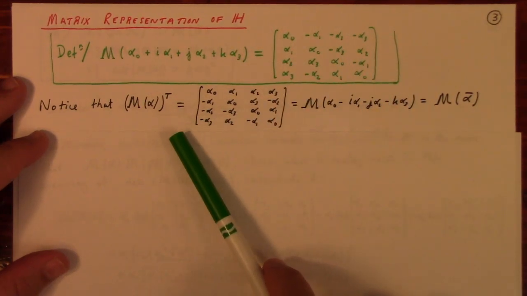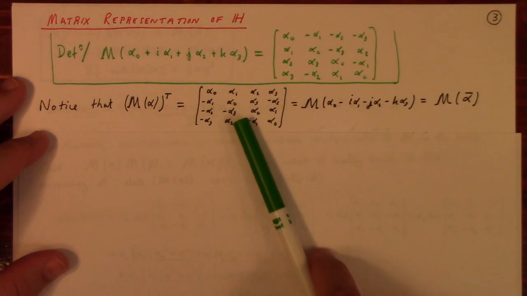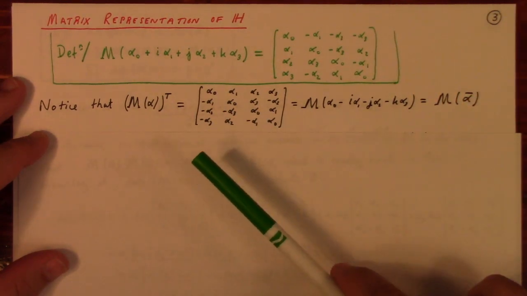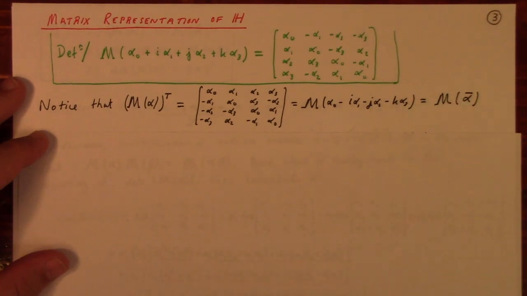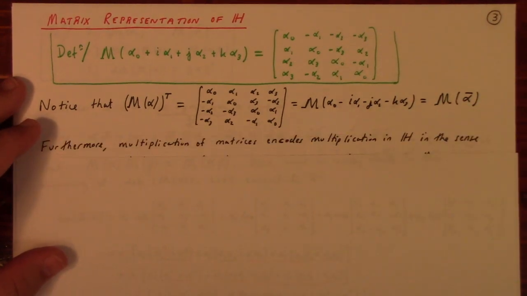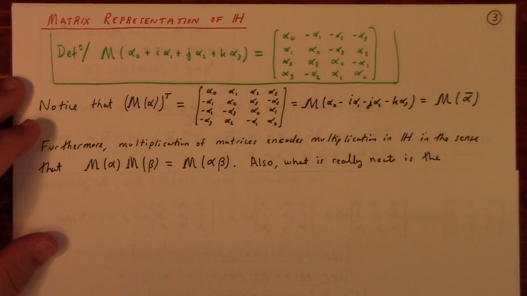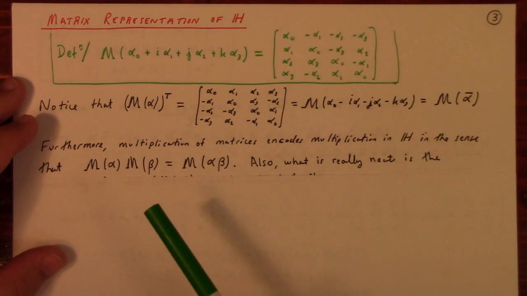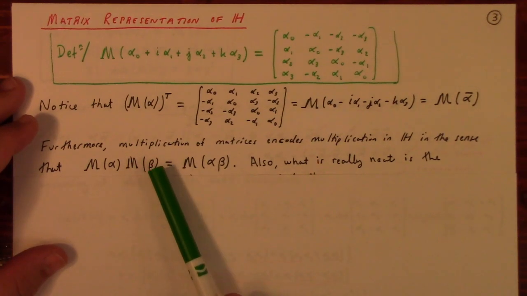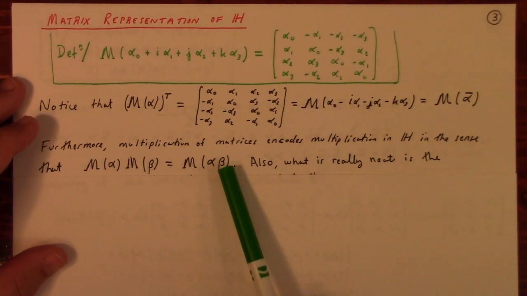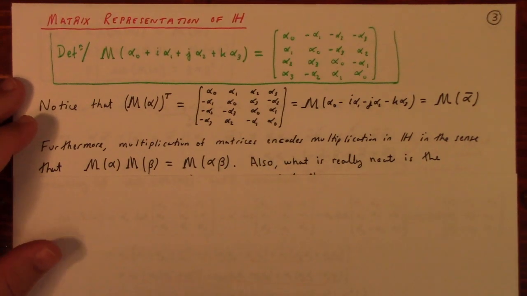Then there are some various things that happen. For one thing, the transpose of the matrix, flipping over the diagonal, is actually the matrix of the conjugate of the quaternion. That's kind of neat. Furthermore, the multiplication of matrices encodes multiplication in the quaternions, in the sense that if you take the product of the matrix representing alpha and the matrix representing beta, it's the matrix of alpha times beta. All right.